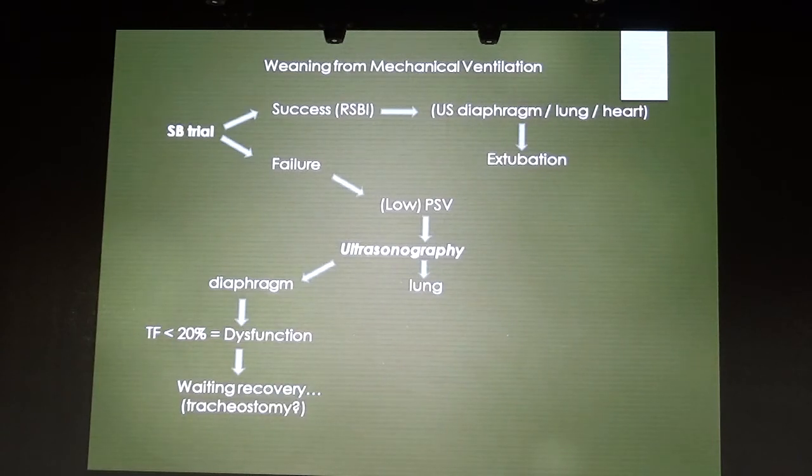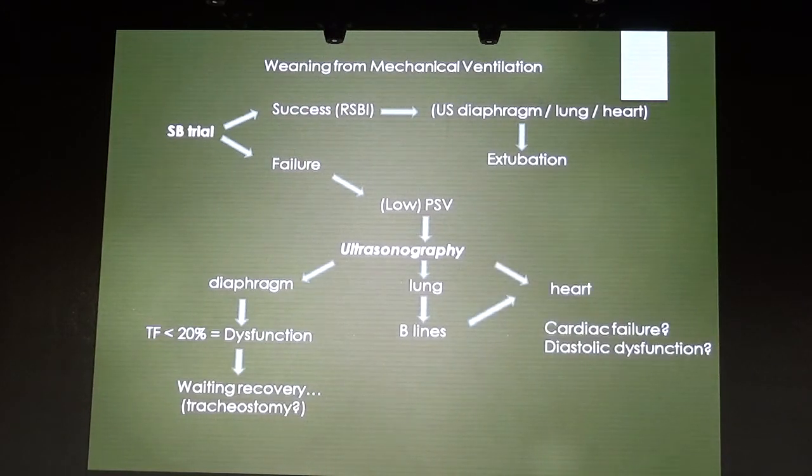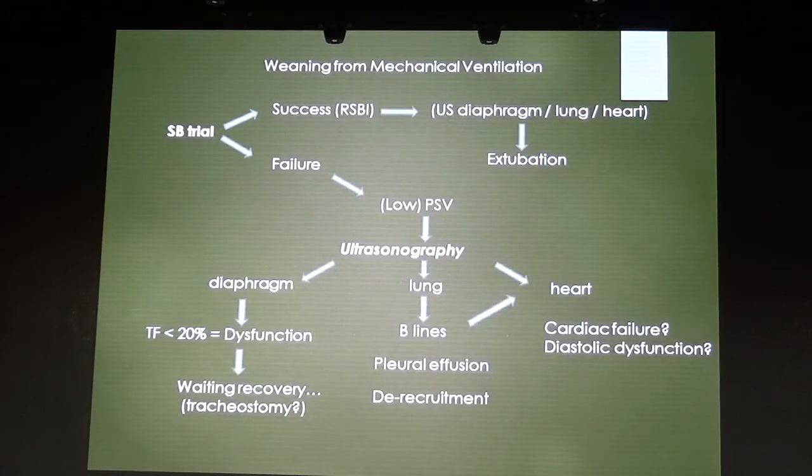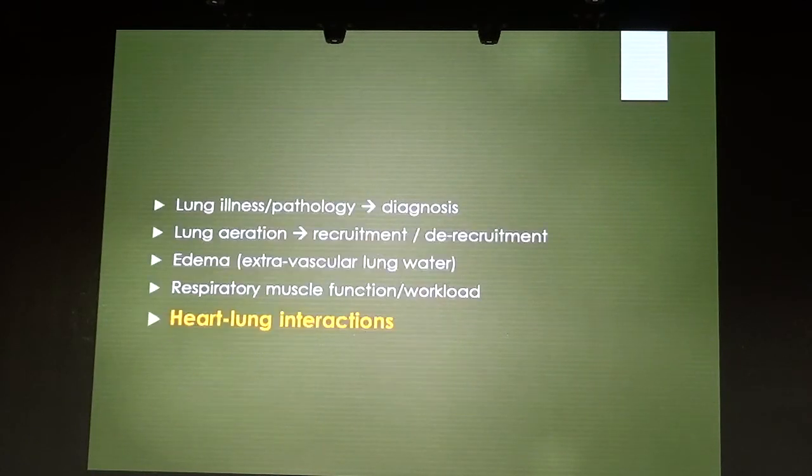or another possibility is the diaphragm works well, but I can find some B lines on the lungs, so I could have some lung edema. Therefore, I should check for the heart. That is the third possibility. Do I have a cardiac failure, a diastolic dysfunction, or I can find some pleural effusion where you should insert a drain. I could have some de-recruitment, so maybe this could be a group of patients that I could even try to extubate and put under non-invasive ventilation.